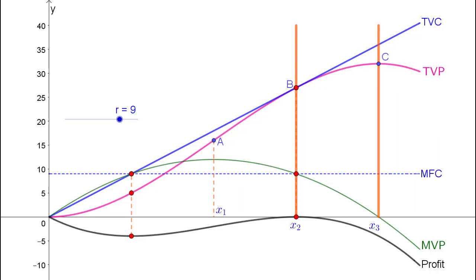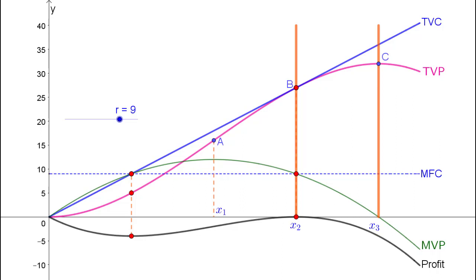However, as you will see, it's also not optimal to produce in stage 1. The only region that is economical is stage 2. And where exactly in stage 2 the producer will get a maximized profit actually depends on the input and output price. But let me show you why it is not optimal to produce in stage 1.